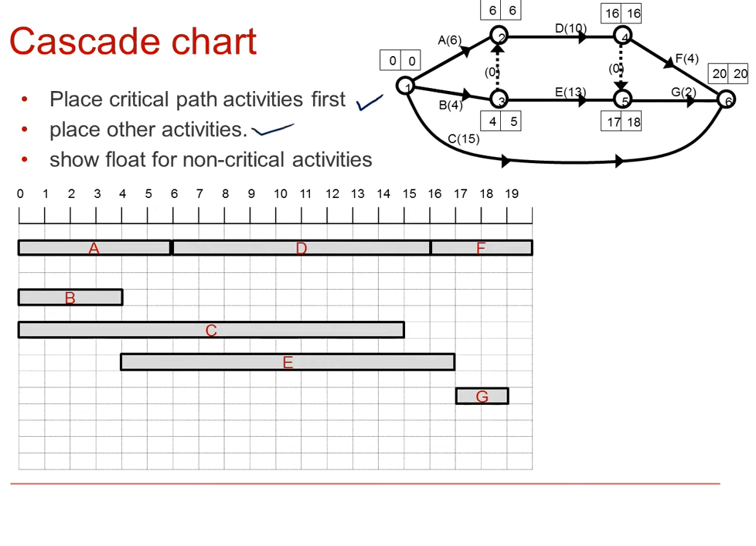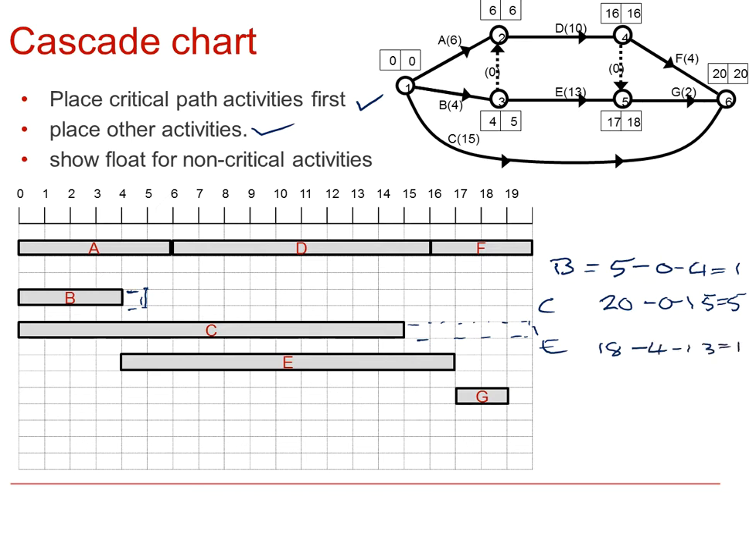Now I need to show the float for the non-critical activities. For B, this would be 5 minus 0 minus 4 equal to 1. For C, it would be 20 minus 0 minus 15, or 5. For E, 18 minus 4 minus 13 equal to 1. And for G, 20 minus 17 minus 2 equals 1 also.